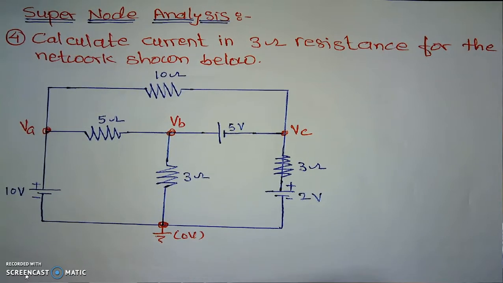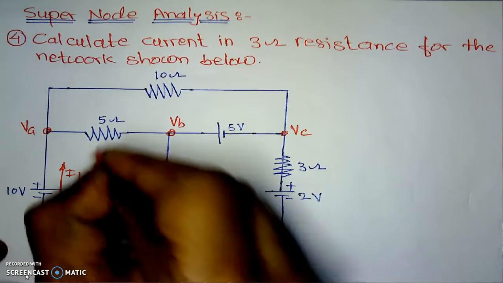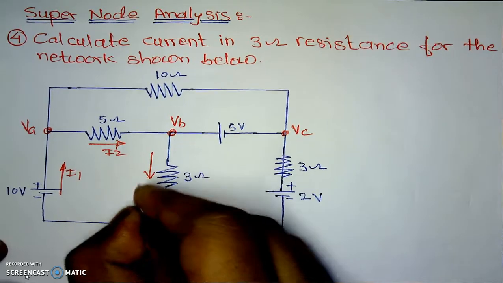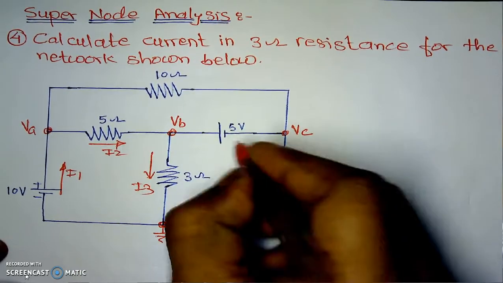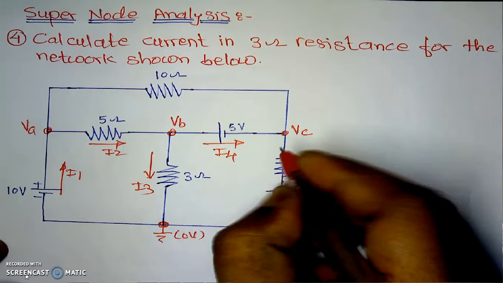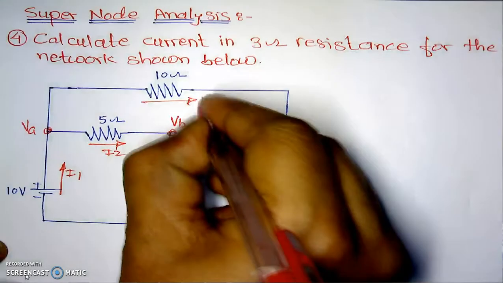Now we will assume the current in separate branches. Here in this particular case, its current will be I1, and the directions of the currents are immaterial. We can assume any direction. It may be upward or it may be downward, depending on your requirement. If the direction is reversed, the equations are going to change.